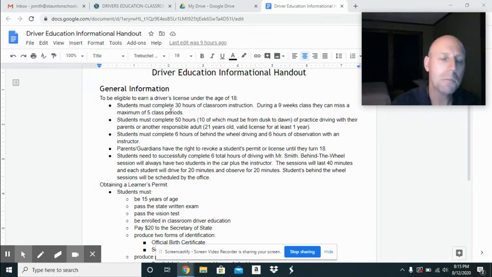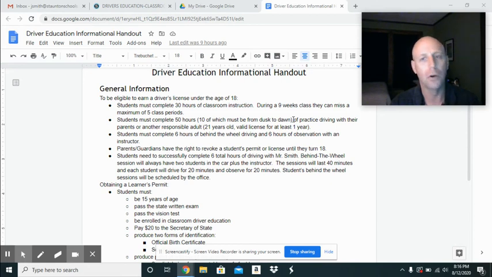Students must complete 50 hours, 10 of which must be from dusk to dawn. Those are just words that mean from the time the sun goes down until the time the sun comes up, or in other words, nighttime. So you must complete 50 hours, 10 of which have to be at night, of practice driving with your parents or another responsible adult. That can only occur once you get your permit.